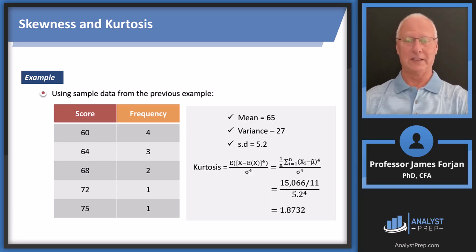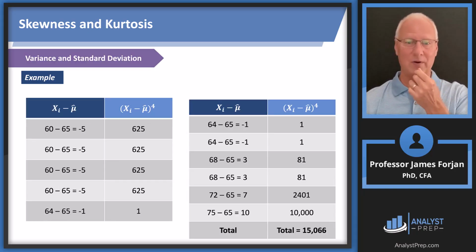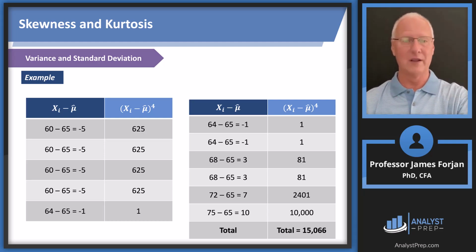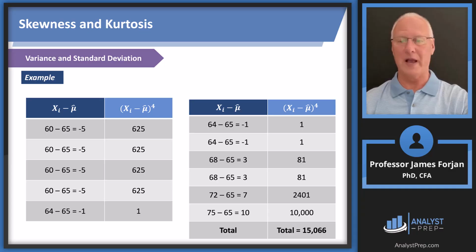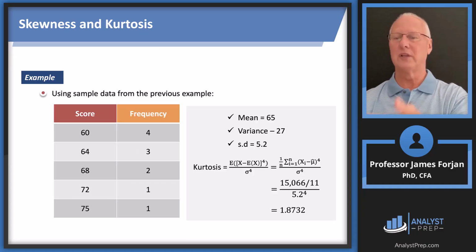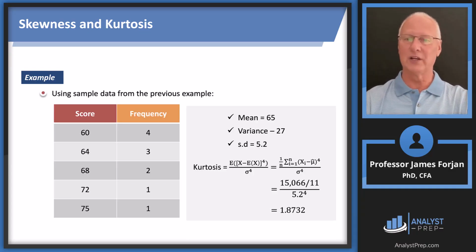Now, I wish I could give you a shortcut to kurtosis. I can't. If you want to do this the long way here, you can do the same thing: raise the difference to the 4th power. You get the 15,000. This is a really good example to teach you guys the long way.